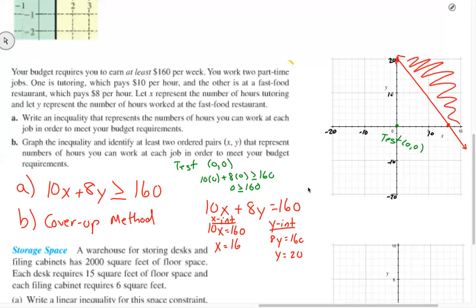Well, I use the test points when it's not in y equals mx plus b. And at the words of Cody, I think I need to end it.